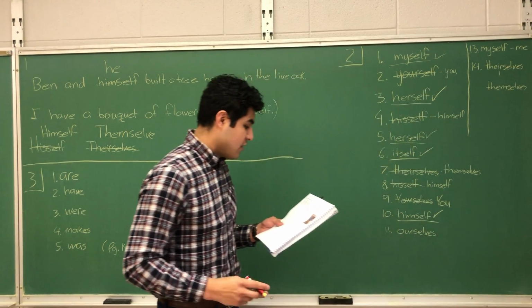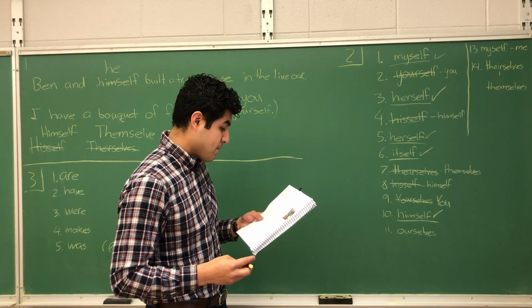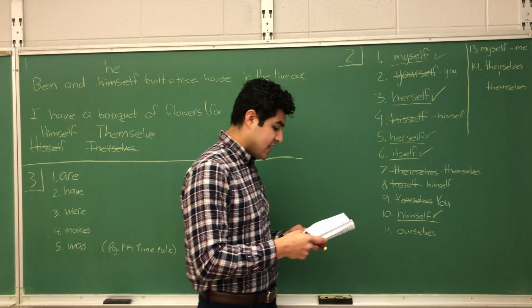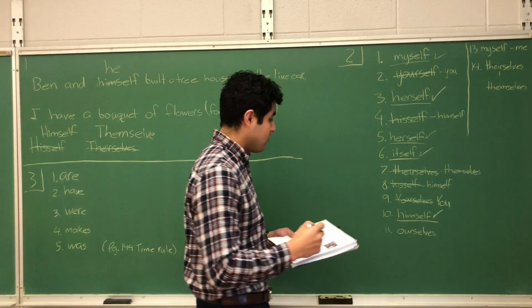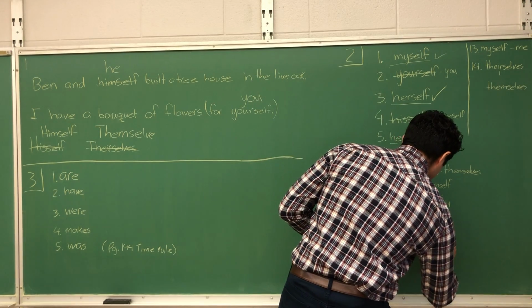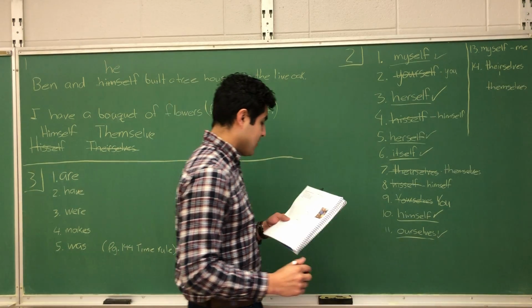Next, number 11, we will make all the invitations ourselves. Ourselves is referring back to we. So again, we see a correct usage of the word. All right. Oh, and I did skip number 12.